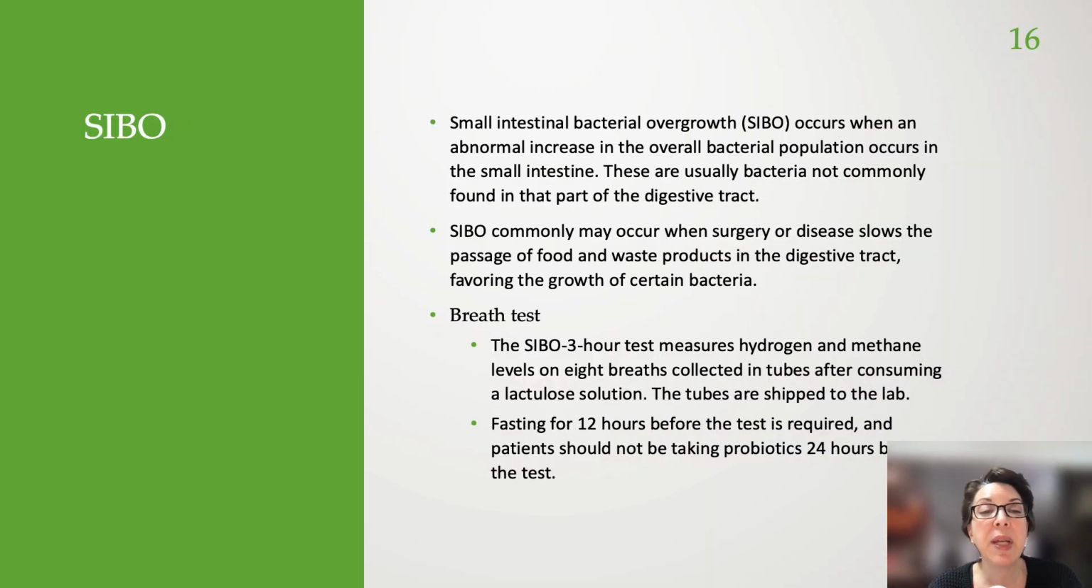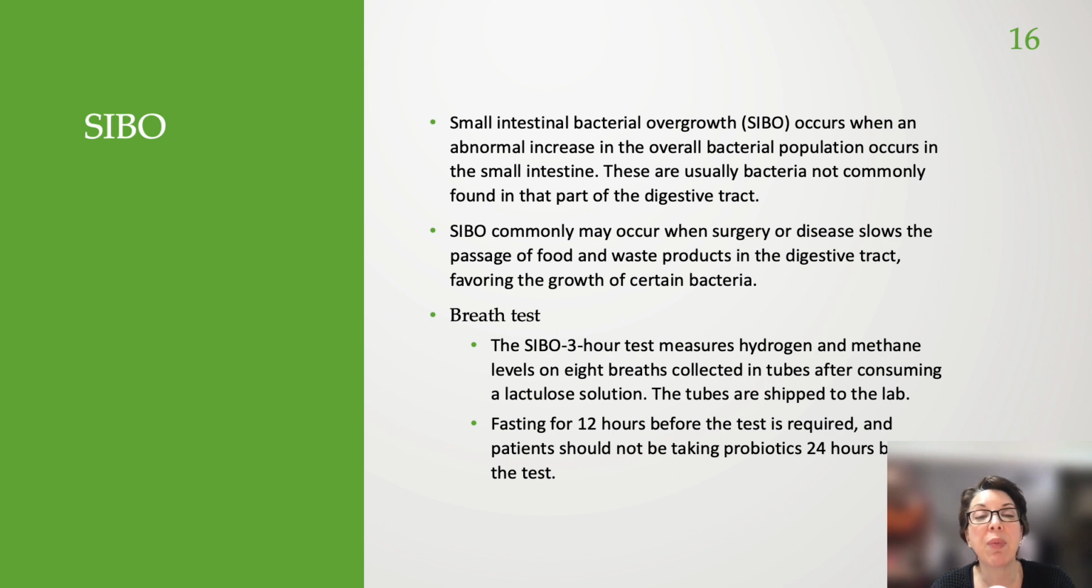So SIBO, which is small intestinal bacterial overgrowth, occurs when an abnormal increase in the overall bacterial population occurs in the small intestine. These are usually bacteria that are not commonly found in that part of the digestive tract. For some reason, these bacteria migrate or get into the small intestine, either because the patient has an upper GI disorder, such as hypochlorhydria, or has H. pylori infection. So these bacteria, instead of being taken care of normally by the gut, are migrating down and overgrowing in the small intestine. SIBO also occurs sometimes when there's surgery or disease, which slows down the passage of food and waste products in the digestive tract, which favors the growth of certain bacteria.